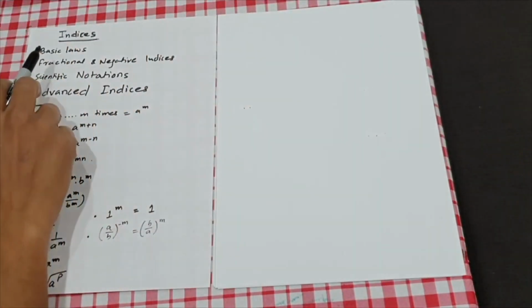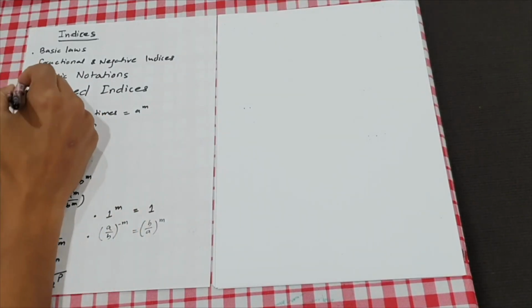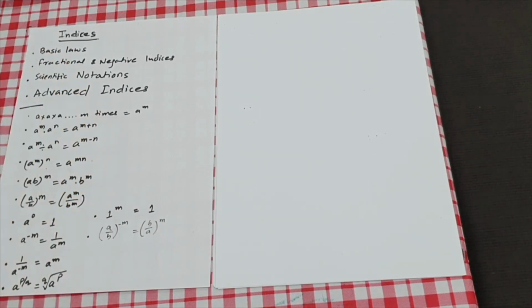So we've covered the basic laws, we've covered the fractional and negative indices, we've covered scientific notation. We want to do this topic. This will help us close the chapter.